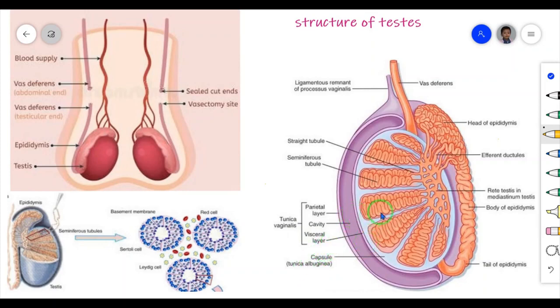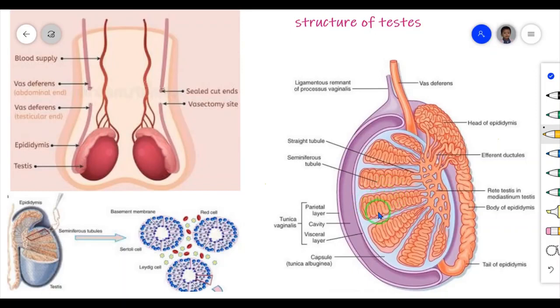In this region, many pyramidal lobules are present. The pyramidal lobules contain seminiferous tubules, Sertoli cells and Leydig cells. The process of spermatogenesis takes place in the seminiferous tubules. This is the seminiferous tubules.